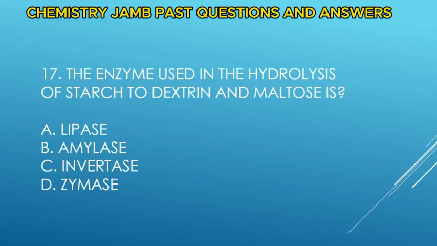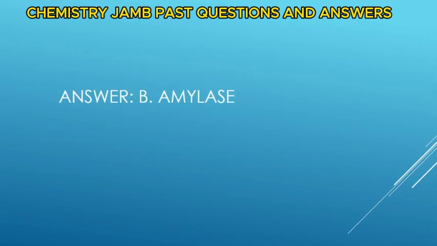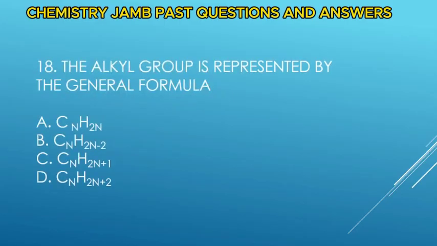Question number 17. The enzyme used in the hydrolysis of starch to dextrin and maltose is A. lipase, B. amylase, C. invertase, D. zymase. The answer is B, which is amylase.